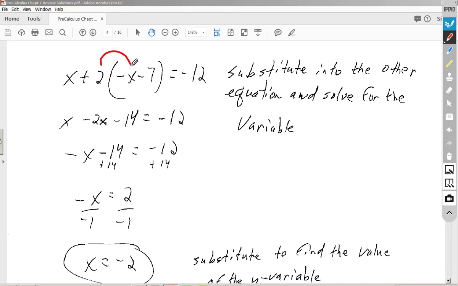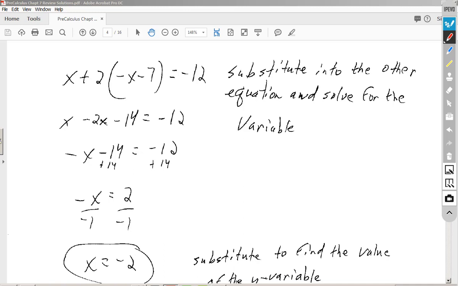So I'm going to use my distributive property. Distributing this on through, I get negative 2x, and then distributing that on through, I get negative 14. Combining like terms, x minus 2x is going to give me that negative x. I still have my minus 14. Solving, I'm going to add 14 to both sides.